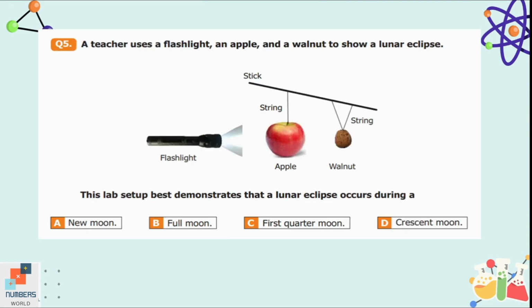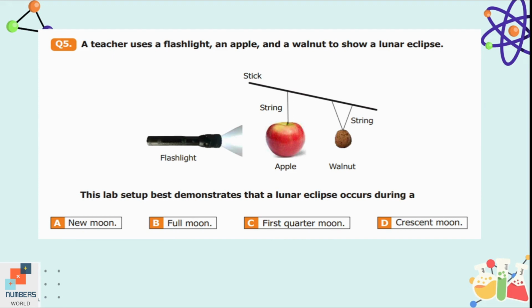Question number 5. A teacher uses a flashlight, an apple, and a walnut to show the lunar eclipse. This lab setup best demonstrates that the lunar eclipse occurs during option A new moon, B is full moon, option C first quarter moon, and the last option is crescent moon.